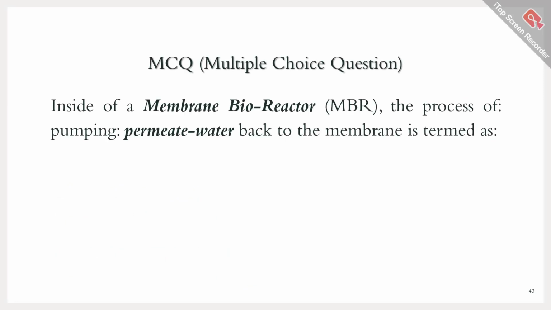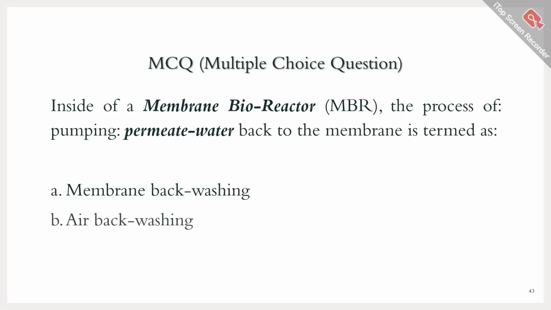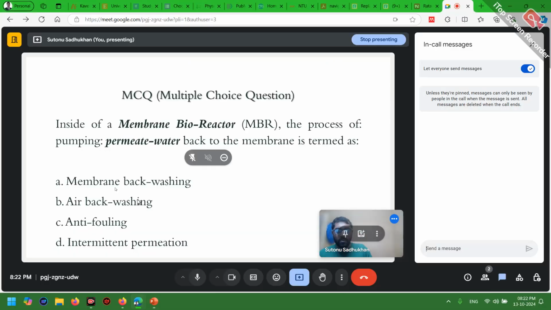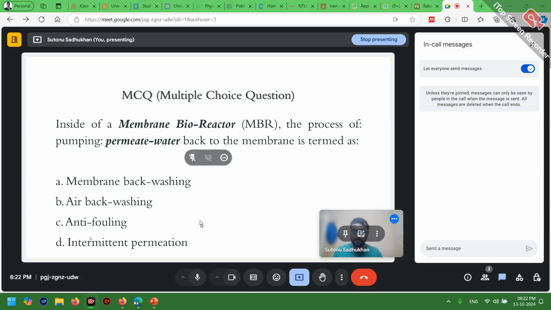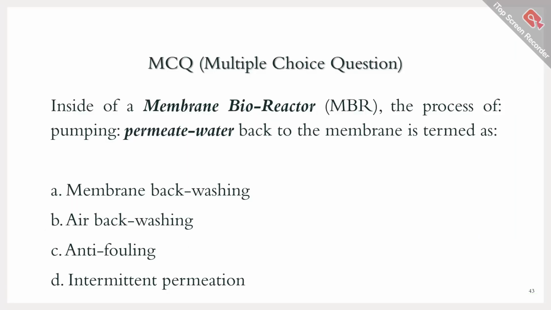Now the next MCQ is inside of a membrane bioreactor or MBR, the process of pumping permeate water back to the membrane is termed as membrane backwashing, air backwashing, anti-fouling, intermittent permeation. Which one of the following is true in case of membrane bioreactor? So the answer is option A. Inside of a MBR, the process of pumping permeate water back to the membrane is termed as membrane backwashing.